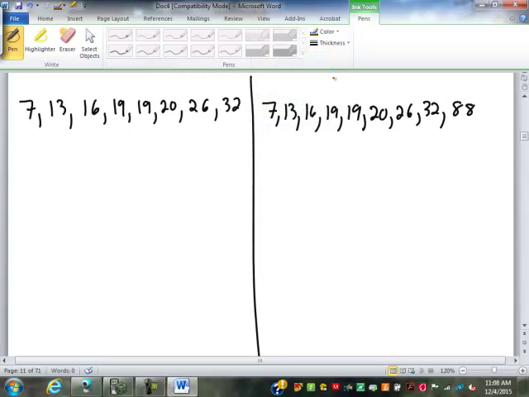Now you'll notice a similarity between those two sets. They're the same set, I just added an extra number to the second one. There's going to be an obvious reason in a little bit why I did that. Let's find the mean of this first set.